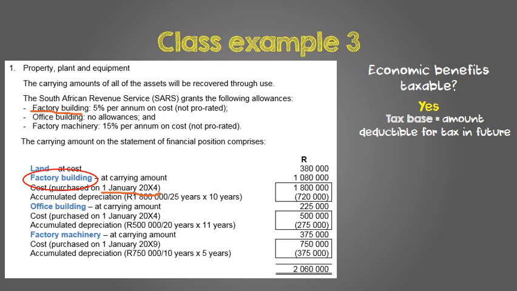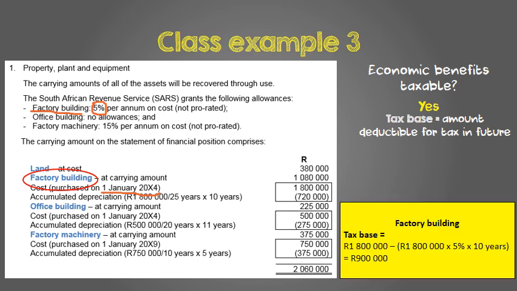So we are going to get 5% per year for 20 years as a tax deduction. If we have already received 10 years worth of tax deductions, that means we have 10 years remaining. So therefore, the future deductions that we will get from this factory building will be the 5% for 10 years. That gives us a tax base of 900,000, being the cost less the deductions that we have already deducted.